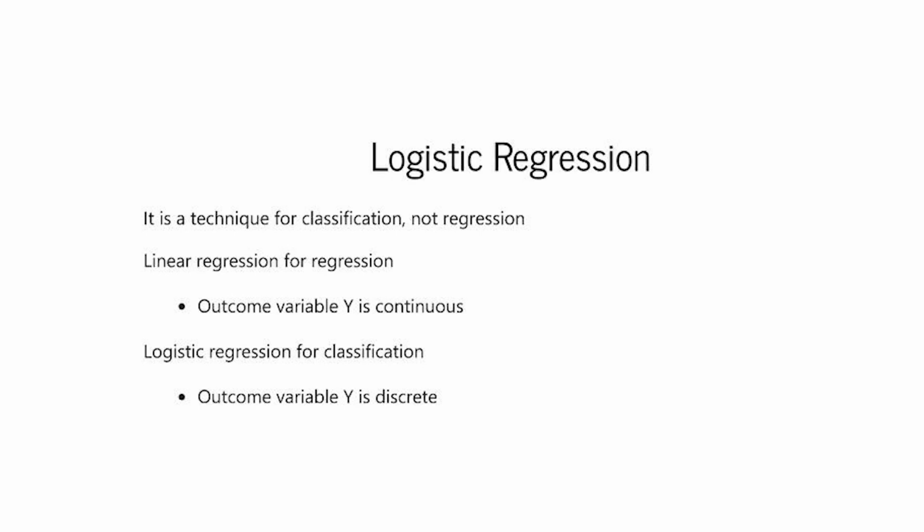Whereas logistic regression is used for classification where the outcome is discrete. So, for example, given a certain set of features, you can say whether the image is a cat or whether the image is a dog, and so on.